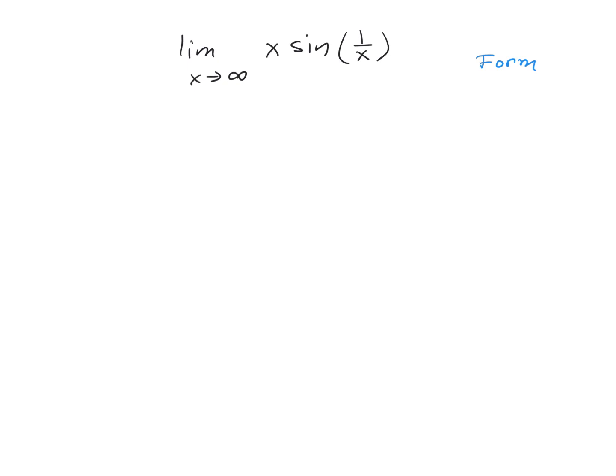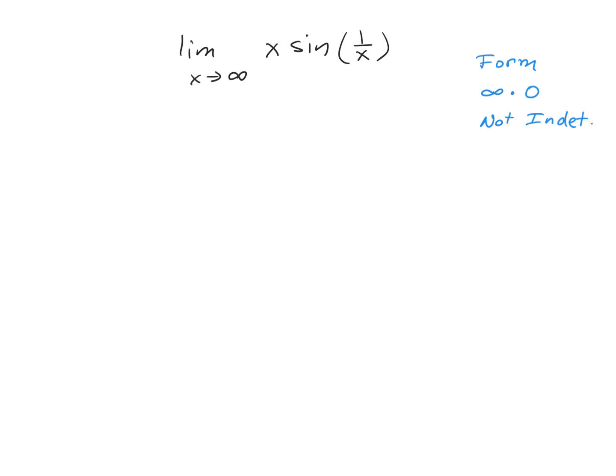And so as x goes to infinity, obviously x goes to infinity, and 1 over x goes to 0, and the sine of 0 is 0. So this is the form of infinity times 0. And again, this is not an indeterminate form. So what we have to do is rewrite this limit problem so that we can actually have an indeterminate form and apply L'Hopital's rule.